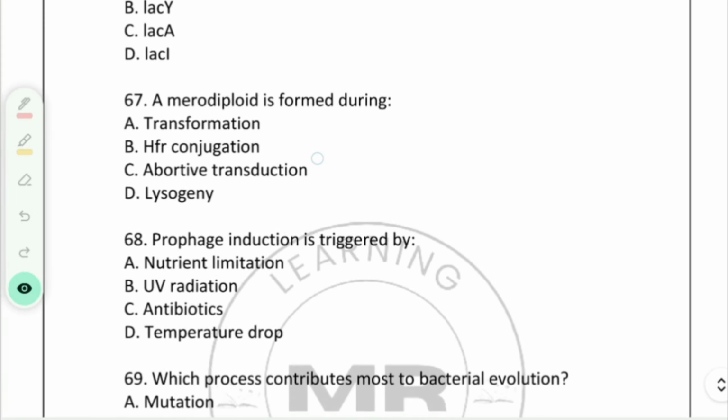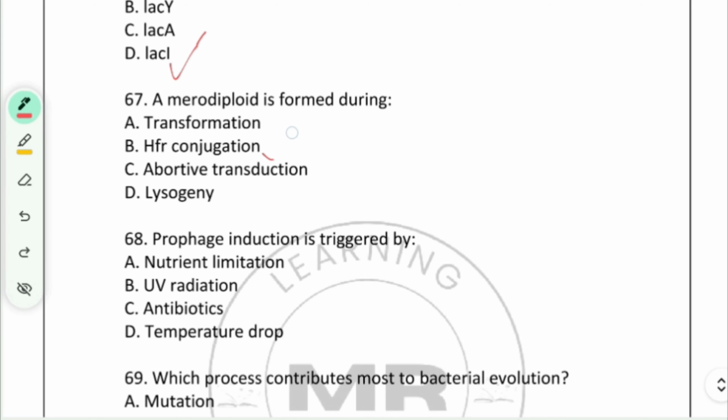Question number 67. The merodiploid is formed during. Options are A, transformation. B, HFR conjugation. C, abortive transduction. And D, lysogeny. Correct answer for this question is HFR conjugation.